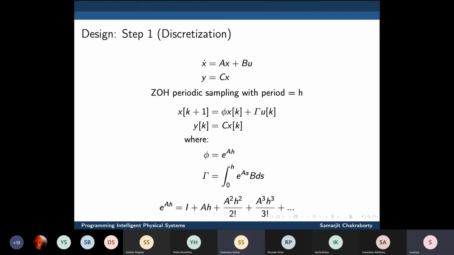So fine. So you start with these continuous equations, and now you can derive these discrete equations. But how do you derive these discrete equations? Basically, we have seen that phi is nothing but e to the power Ah, and this capital gamma is nothing but the integration from 0 to h of e to the power As B ds. Is this fine?